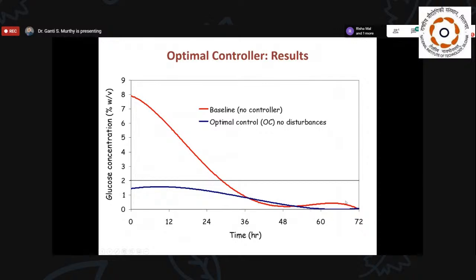And what you see towards the end is expected because there is not enough glucose. So there is no glucose in the fermenter, and this controller cannot magically produce it. So it will go down after some time. But it is always maintaining it below that 20 gram per liter or 2%, and therefore it is avoiding all that peak in the first 30 hours, which normally causes a lot of bacterial infections and all the associated issues if not dealt with. So these are the optimal controller results.